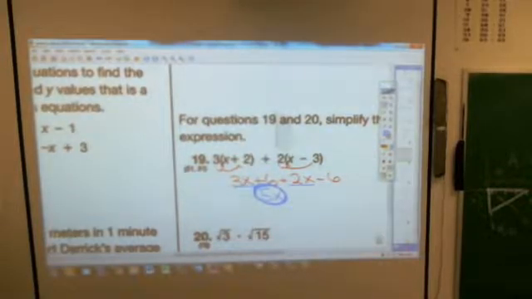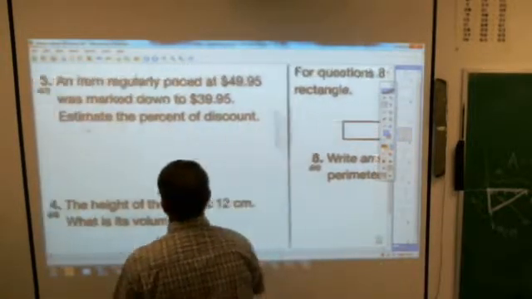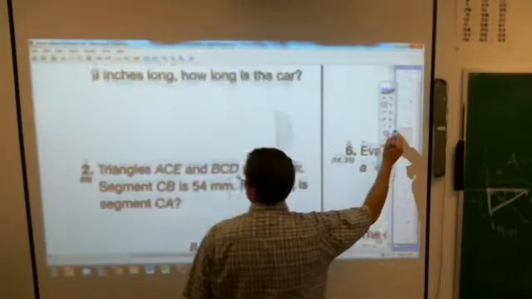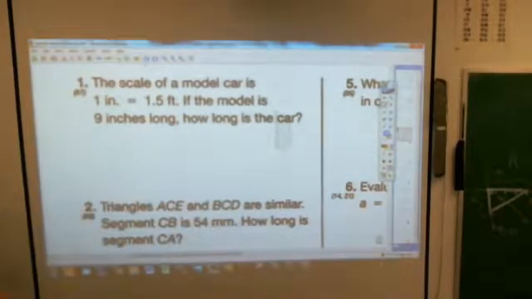Carter Westfall. How do you get number 1? Number 1. Scale of a model car is 1 inch equals 5 feet. If the model is 9 inches long, how long is a car?